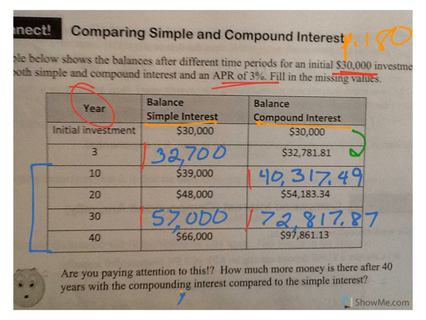$81.81 difference from the simple interest in year 3. But then when we get to year 10, we're over $1,000 difference. In year 20, we're up to $6,000 difference. Year 30, over $15,000 difference. And after 40 years, it is more than $31,000 difference. So compound interest over an extended period of time is significantly better in terms of accumulating money in your account.